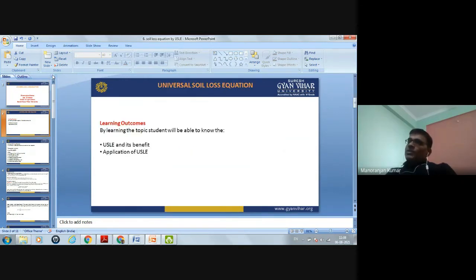So at the end of this lecture, you will be able to know what the USLE is and what its benefits are, what the different applications of USLE are, and what modifications in USLE have been done for improvement and to increase the efficiency of this equation.